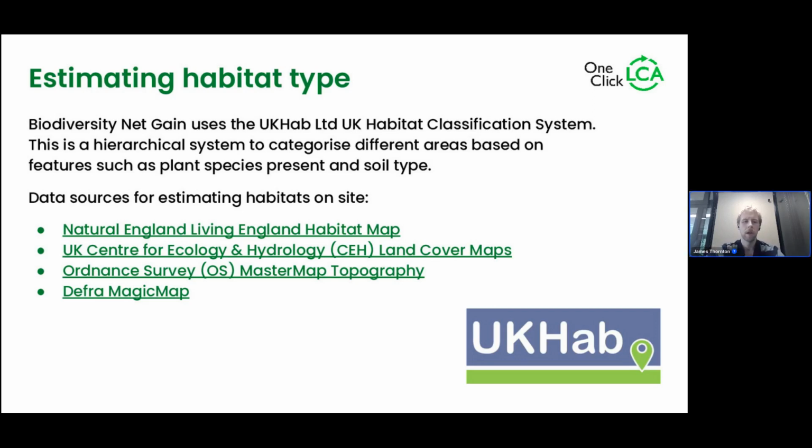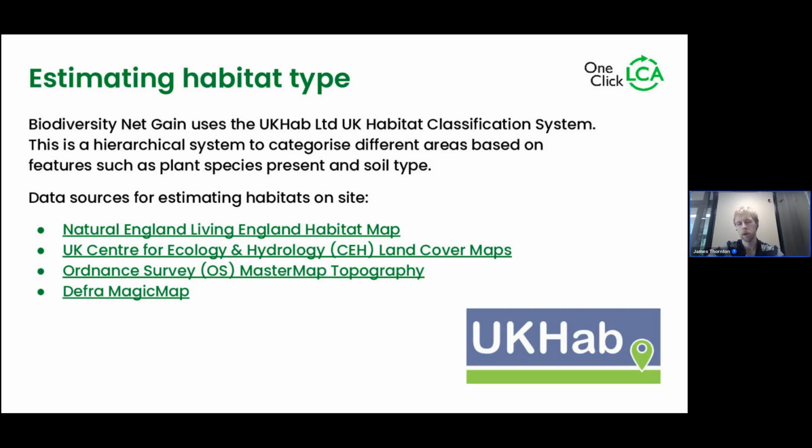And Biodiversity Net Gain uses a system of habitat classification developed by UK Hab Limited, which One-Click LCA is licensed to use. And it's a hierarchical system. So you have a top level of, let's say, a grassland. Everyone in here knows what a grassland looks like. And then you go one level down the hierarchy and you might have something like a heavily managed grassland, so something in an urban environment in a park that's just a lawn, that's one type that's really easily determined by anyone. And then you have others that might be classified based on their soil type, for example.